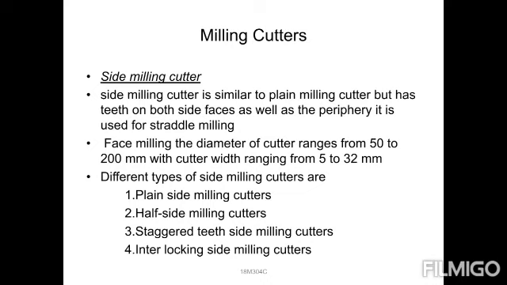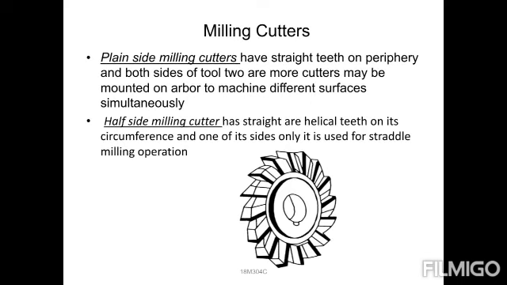In the first one, plain side milling cutters have straight teeth on the periphery. Teeth are provided straight. So plain side milling cutters have straight teeth on the periphery and both sides of the tool. Two or more cutters may be mounted on an arbor to machine different surfaces simultaneously, right?